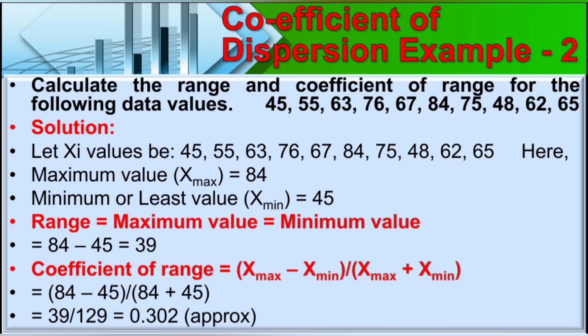Then range will be maximum value minus minimum value, that will be equal to 84 minus 45, that will be equal to 39. Then coefficient of range will be equal to x maximum minus x minimum divided by x maximum plus x minimum. That will be equal to 84 minus 45 divided by 84 plus 45. That will be equal to 39 divided by 129 and further equal to 0.302 approximately.